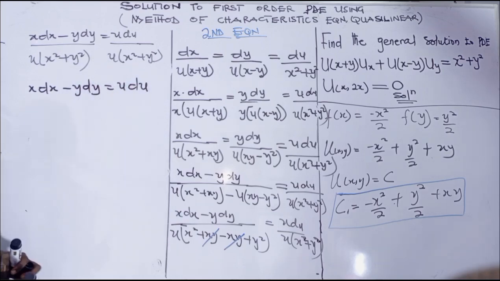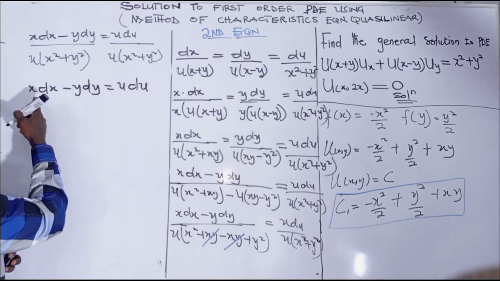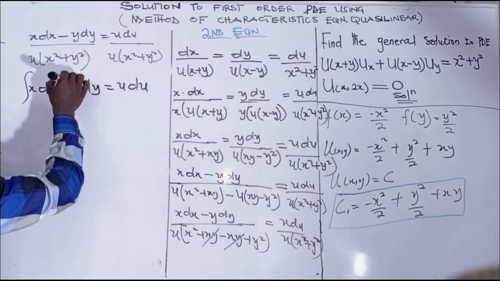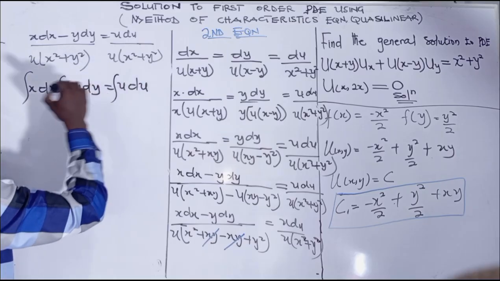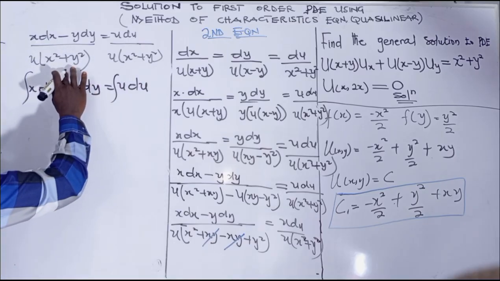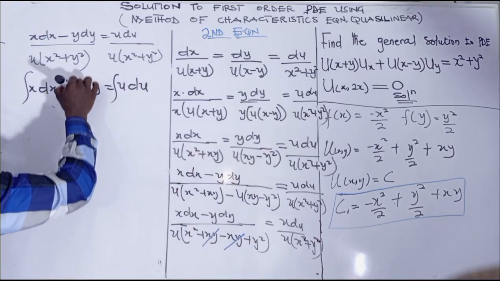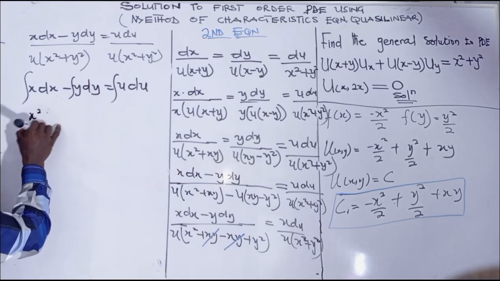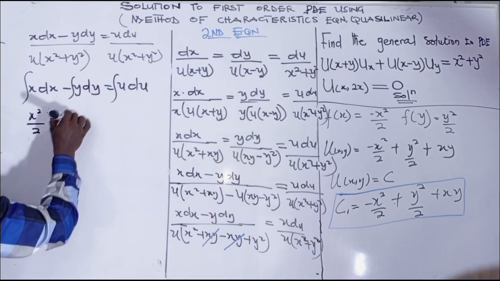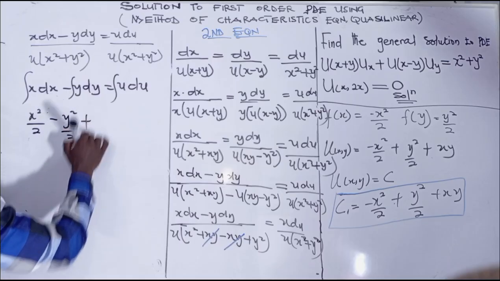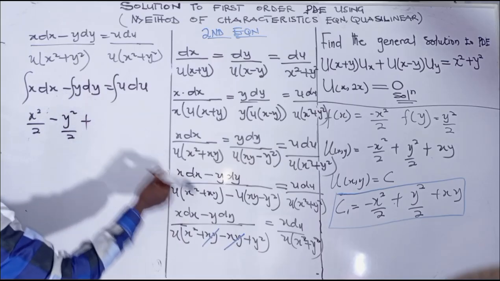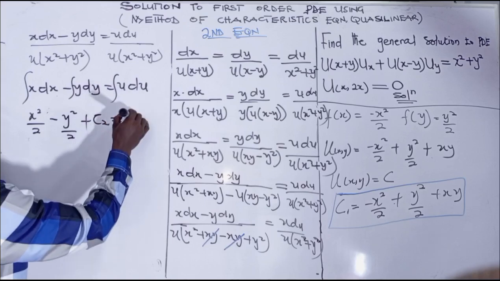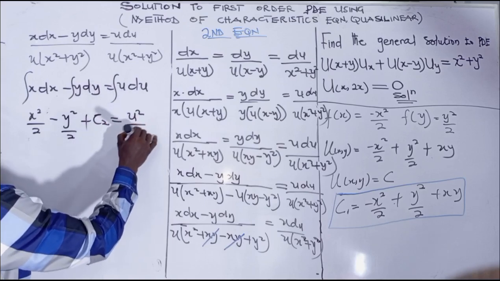So from this, we can see that we have separated them into x, y, and then u. So we can integrate. This is going to give us x squared all over 2 minus y squared all over 2. Then we add our constant of integration. Since this one is c1, let's call this c2. And this is also giving us u squared all over 2.